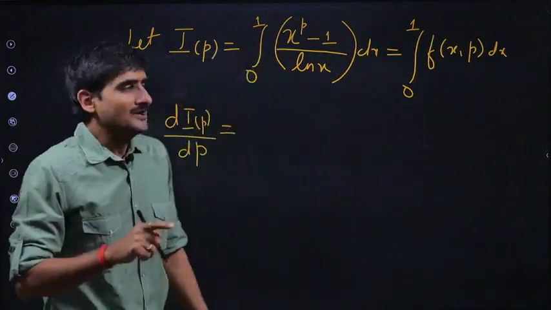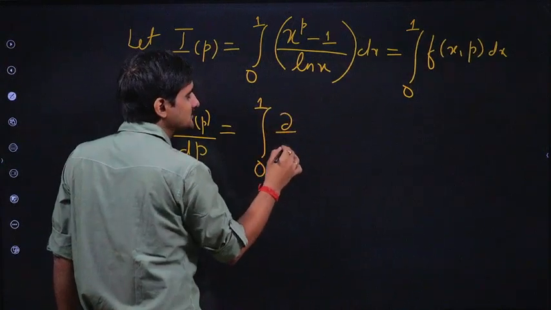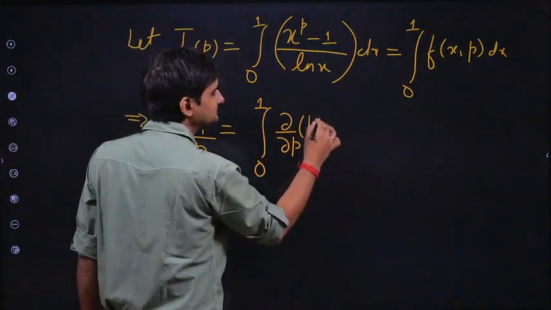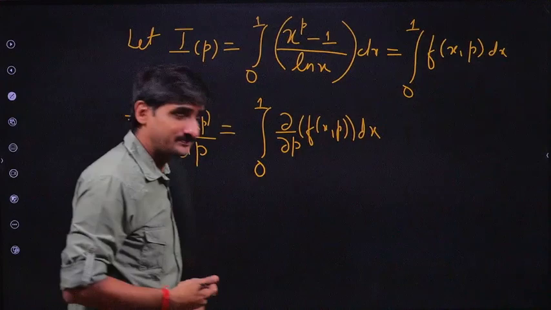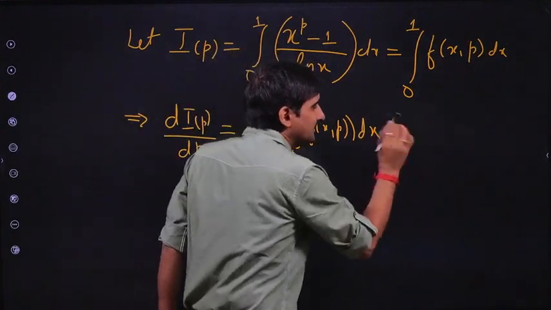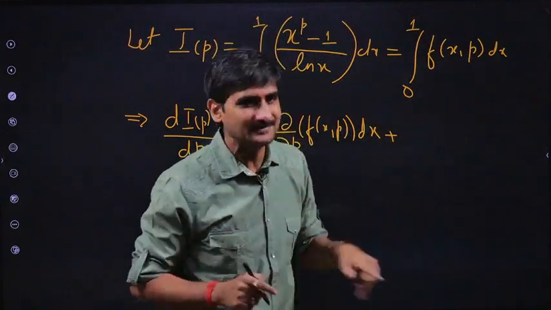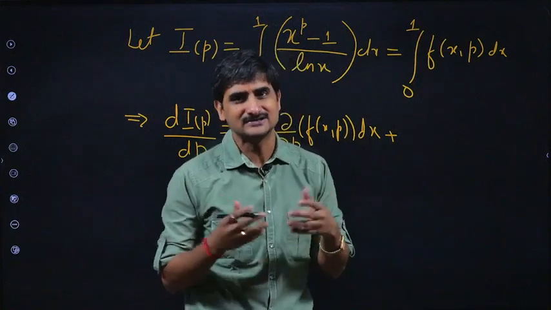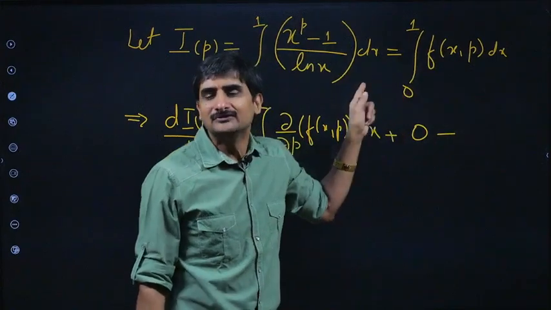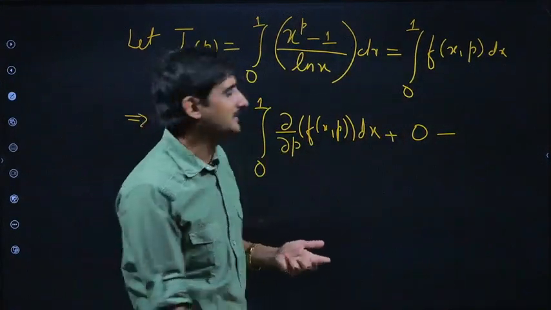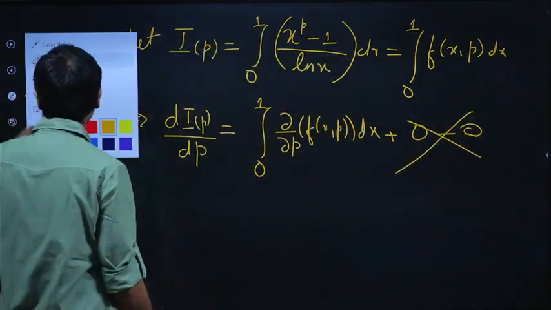What does it say? The first step is we'll be differentiating this partially with respect to p, keeping the rest of the things as it is, plus now I will be replacing x by the upper limit and the derivative of the upper limit, which is a constant, is 0, minus replace x by 0, which again is a constant, derivative 0, so everything else is 0 here. That's what you get. Now just do it.